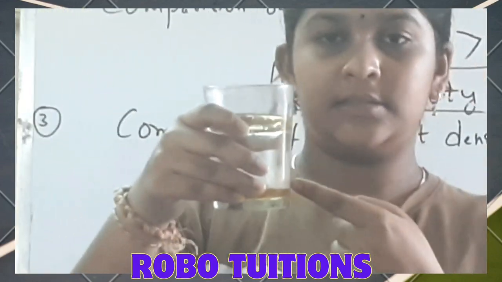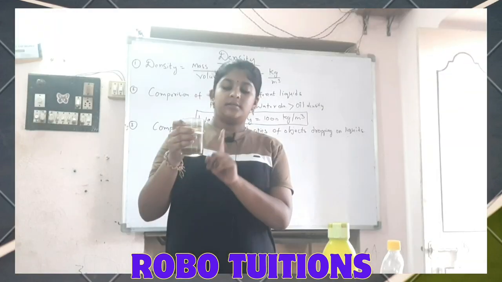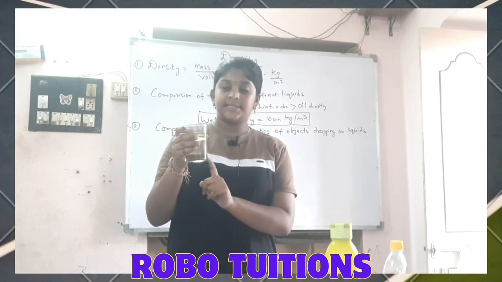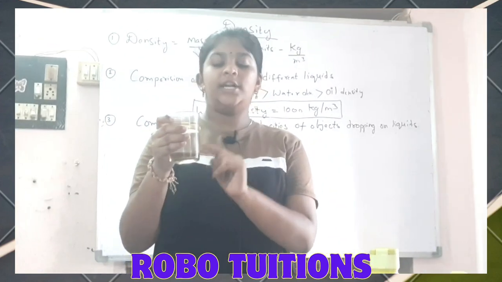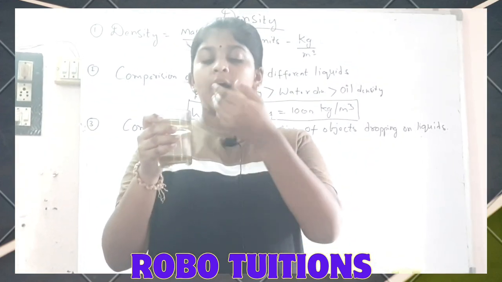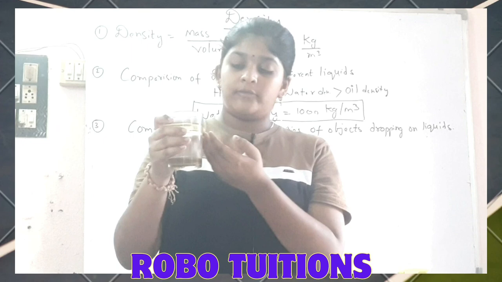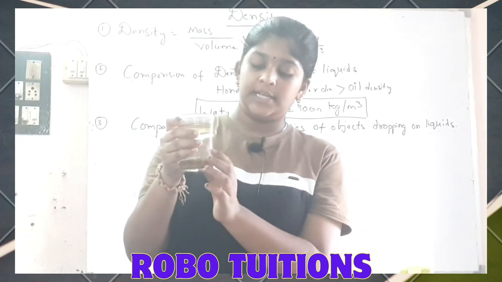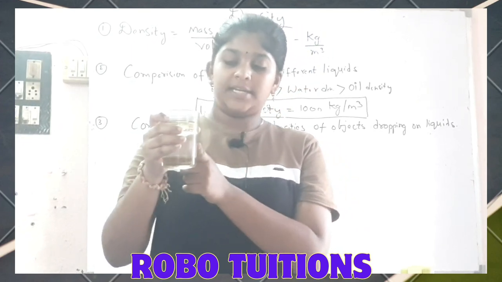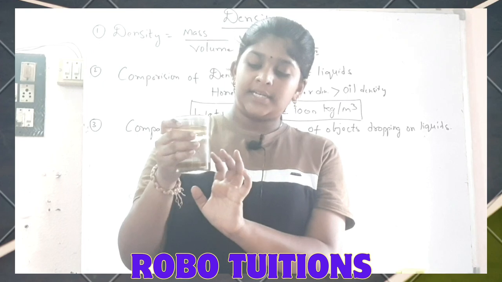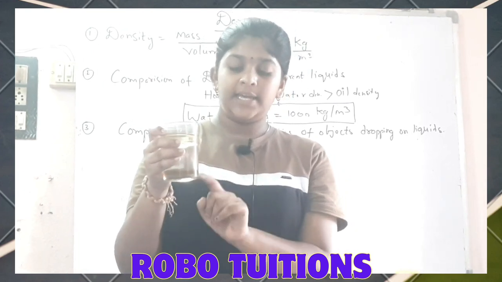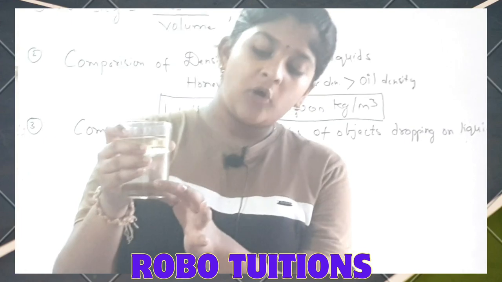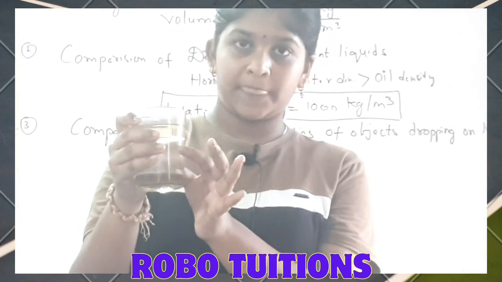These are the three layers of liquids. The honey sinks under the water because the honey has more density than water and oil. Because of that it settles down. Water has lower density than honey. For that it is floating on the honey.